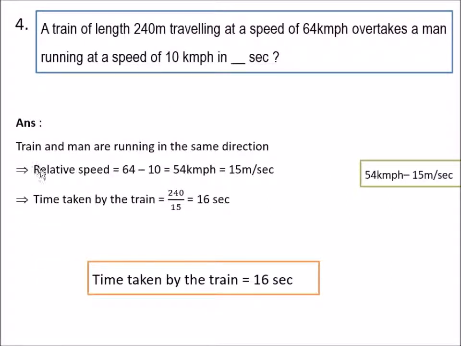So if we find out the relative speed, 64 minus 10, which gives 15 meters per second. So the time taken by the train is the total length of the train by speed, which gives 16 seconds. Therefore the time taken by the train is 16 seconds.